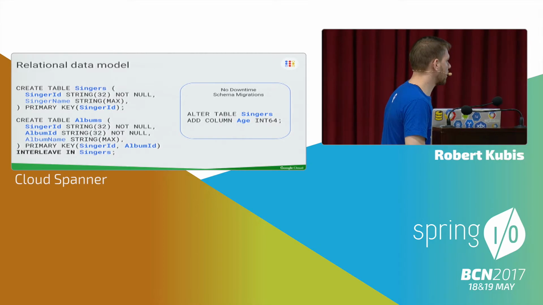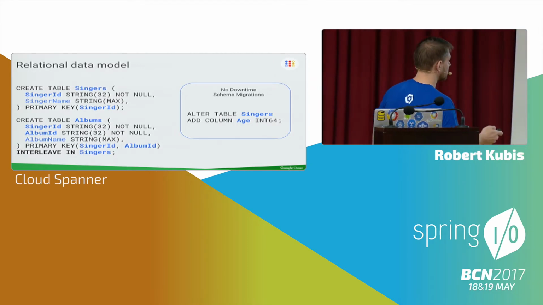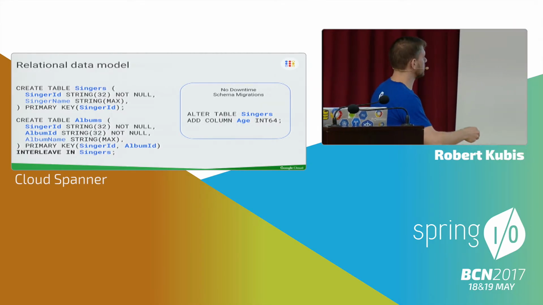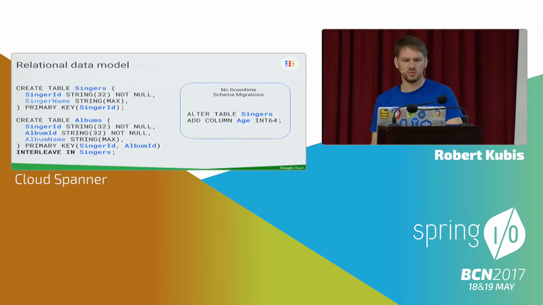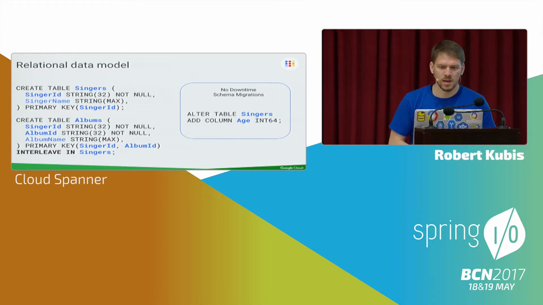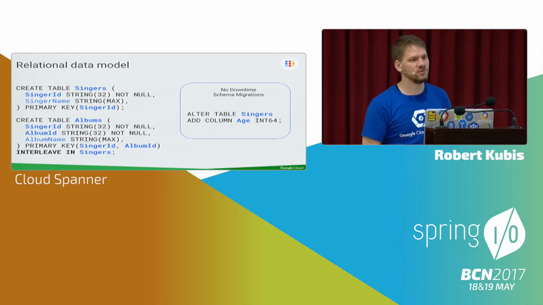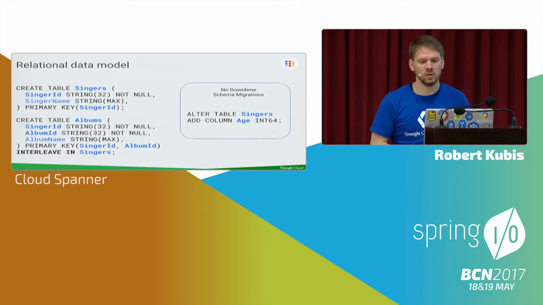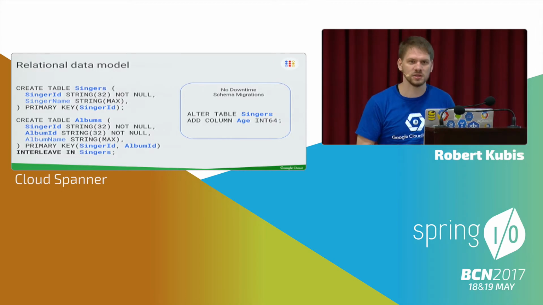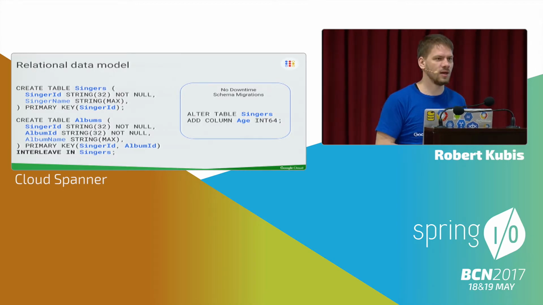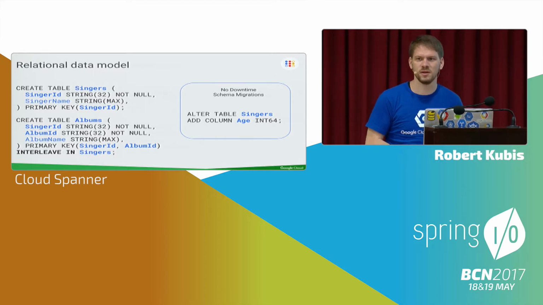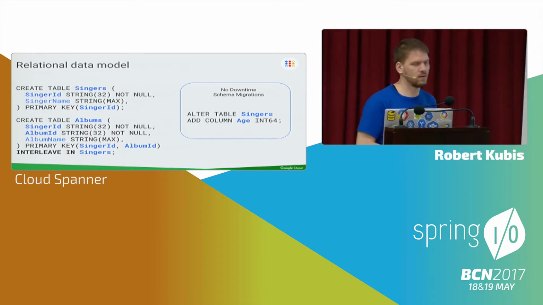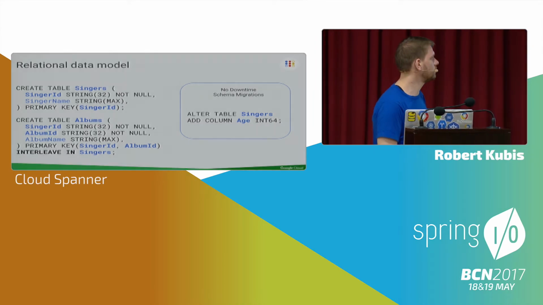Now in writing, basically nothing fancy. We just say interleave into singers, and that tells Spanner to co-locate that data. Now, an amazing feature of Spanner is that we can do no-downtime schema migrations. So you can add and alter columns while your database is running under workload, for instance adding a column to a table.